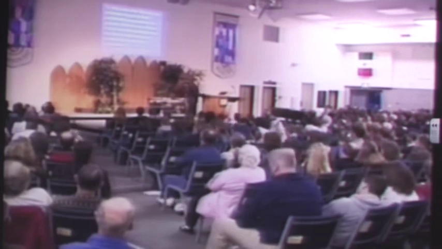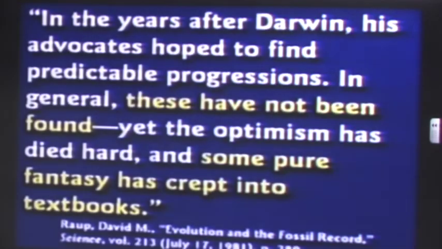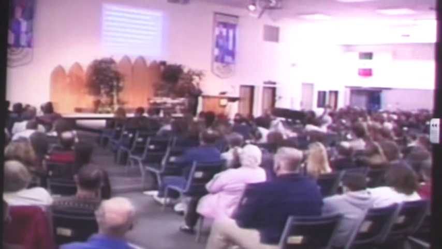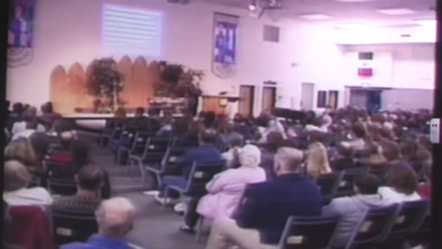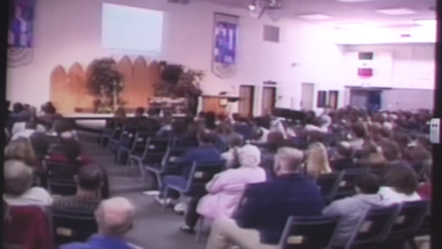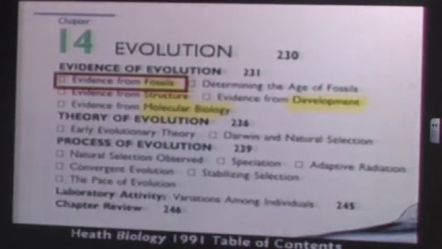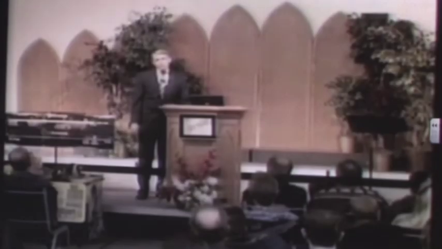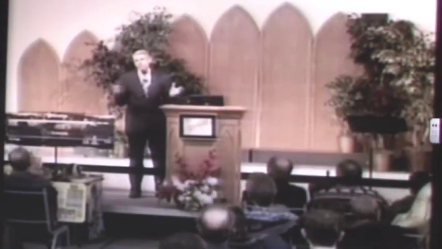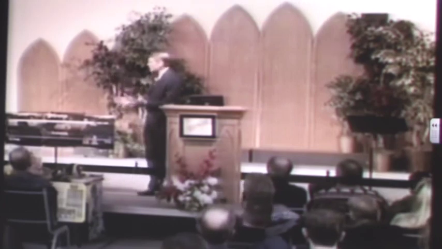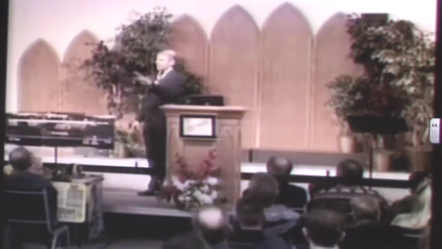David Robb, who believes in evolution very strongly, says, in the years after Darwin, his advocates hoped to find predictable progressions. In general, these have not been found, yet the optimism has died hard, and some pure fantasy has crept into textbooks. Oh, you're kidding. Fantasy in our textbooks? Oh, yep. They tell the kids they have evidence of evolution from fossils. I don't think so. Luther Sunderland asked all the major evolutionists, where is the evidence for evolution? They all said, well, somebody else has it. We don't have it over here.